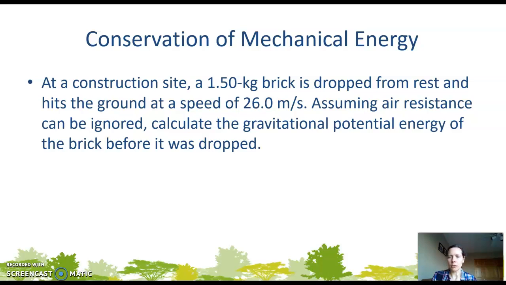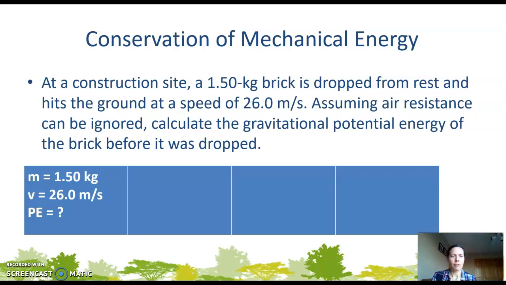So we see these numbers, so we're going to start with our 4 steps. So we have mass and velocity, and then the question is, what is the PE? So this is where a lot of people are going to get stumped. A lot of people are going to say, well, we don't have the height, so how can we find the PE? And the answer is conservation of energy.